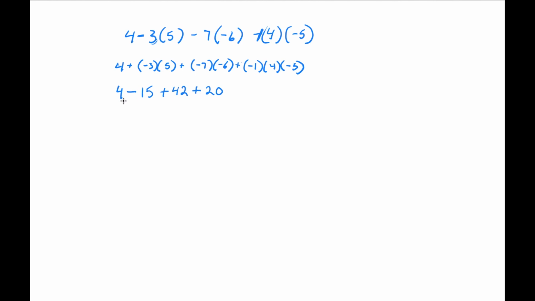So we can do the math. 4 minus 15 is negative 11. Negative 11 plus 42 is going to be 31. 31 plus 20 is 51. Okay, so you see how I went from this confusing thing here to something much clearer.